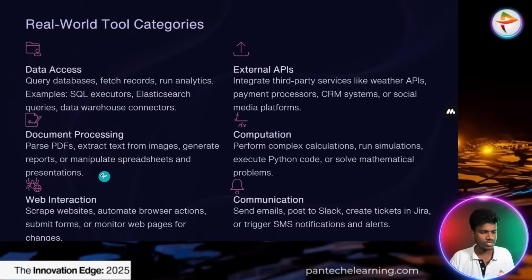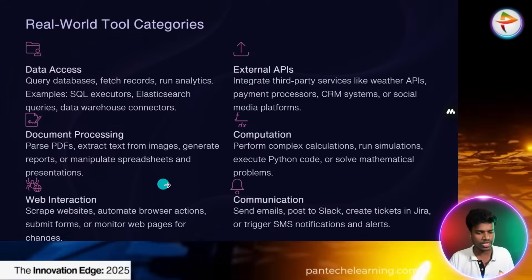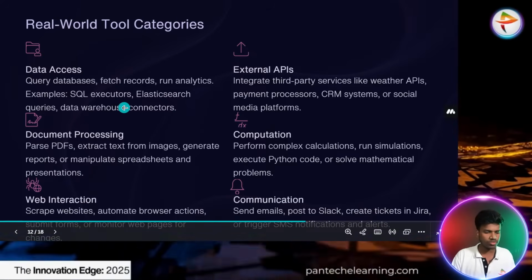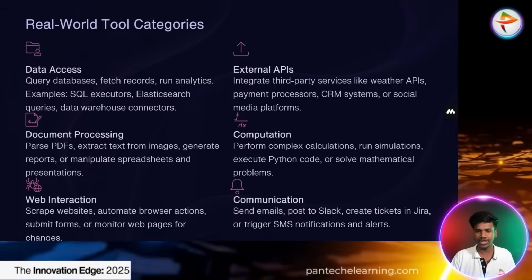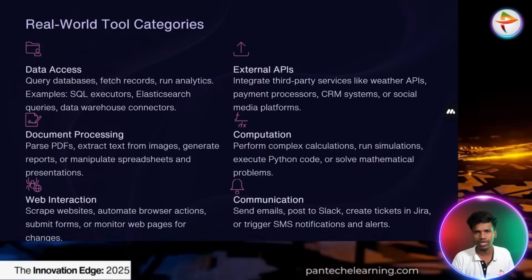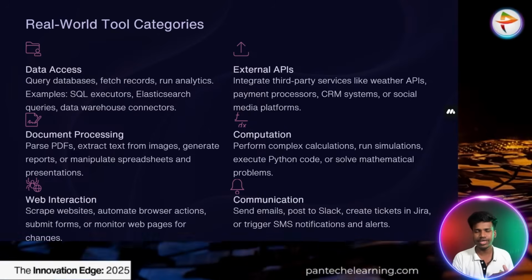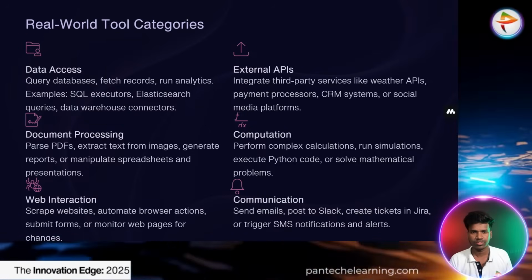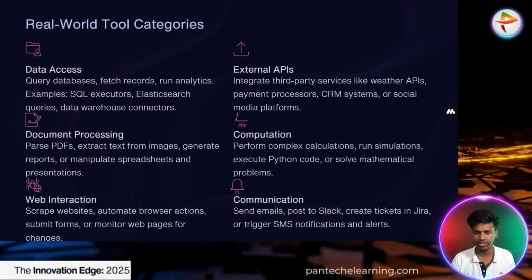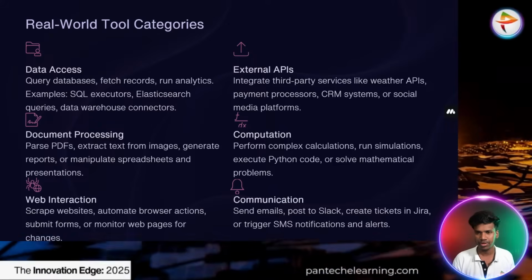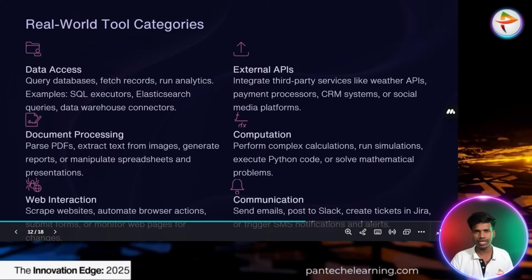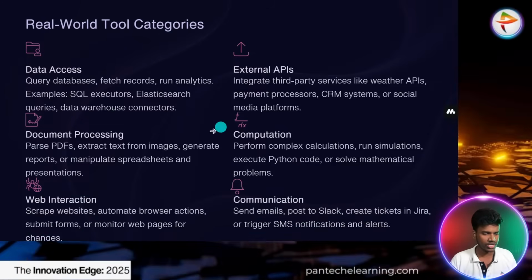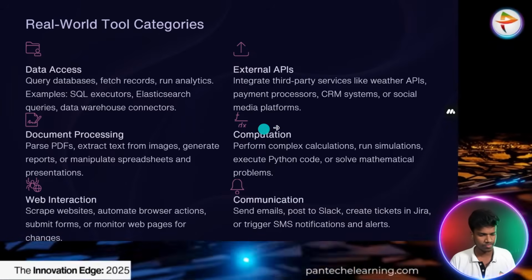Web interaction. So scrape websites and automate browser actions, submit forms or monitor web pages for changes. Everything is a web interaction. Directly we can connect with the web data and extract it or create an individual source file. I think one concept is the recommendation system, the web scraping system. If time permits, shortly we have to complete any kind of session. We will discuss web scraping also.